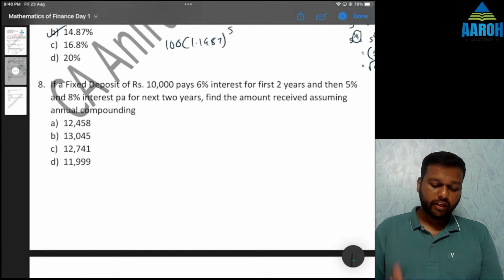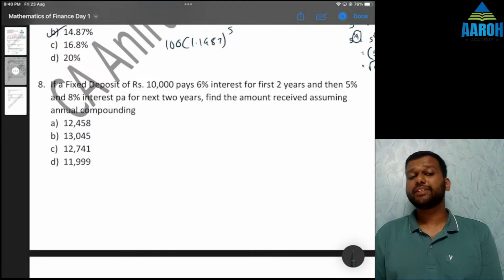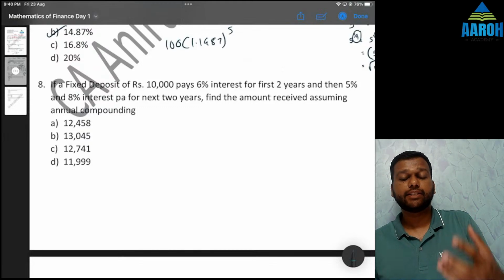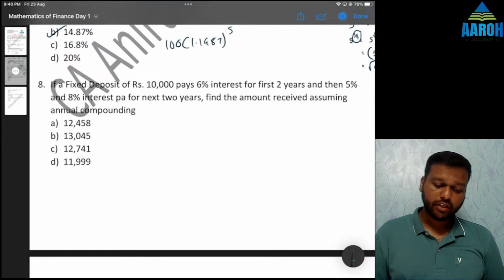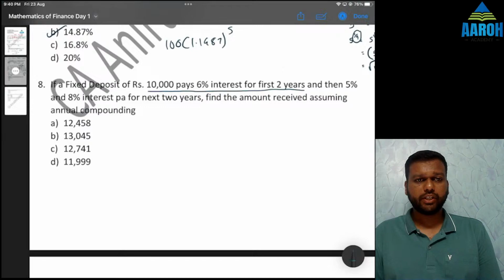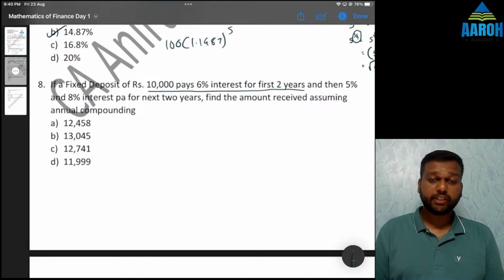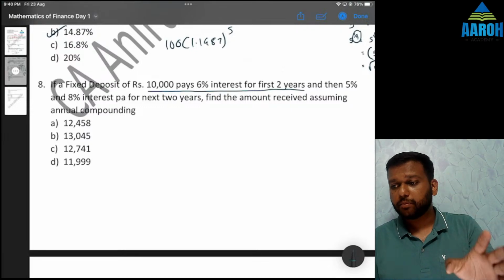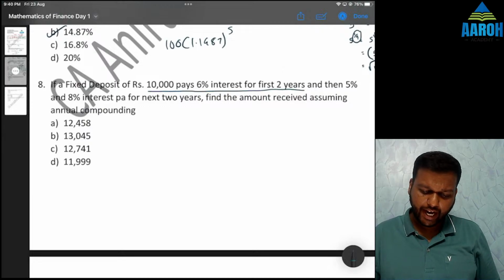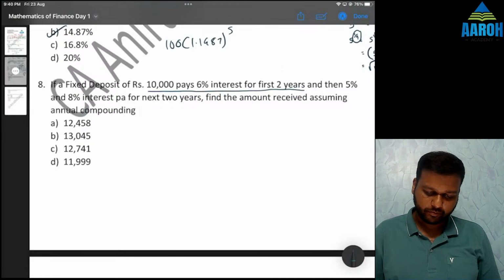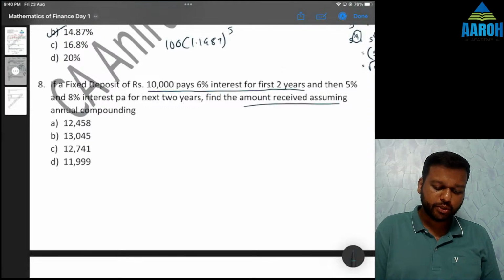8th. Now this is a question where a different interest rate is there for different years. If a fixed deposit of 10,000 pays 6% interest for the first 2 years, 6% is per annum. Like I said, it is always per annum. And then 5 and 8% interest for the next 2 years. Then find the amount received assuming annual compounding.